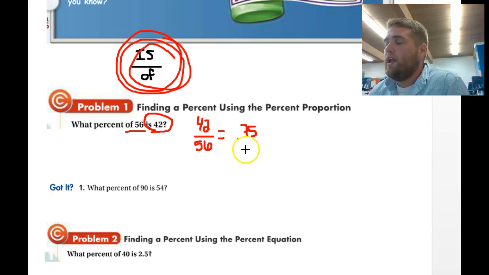Now when I turn a decimal into a percentage, I go 2 places over. Remember, 1, 2. So I get that it's 75%.